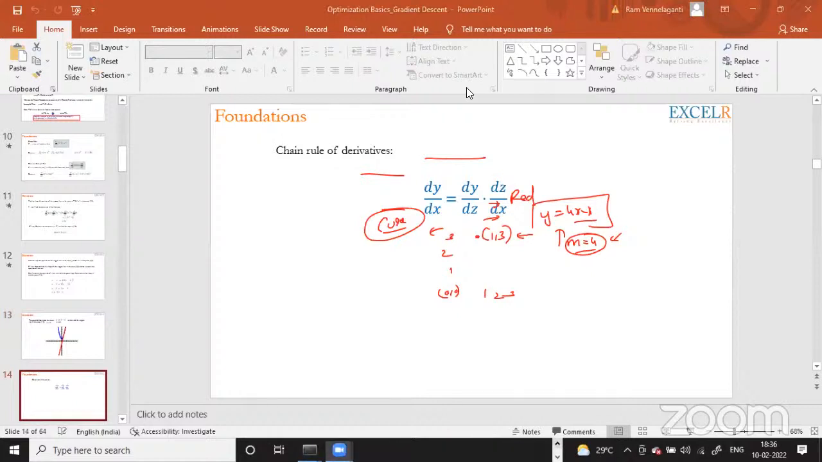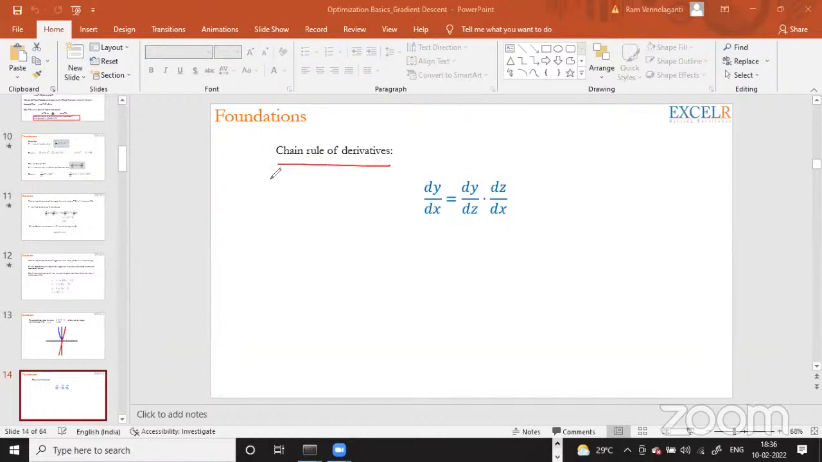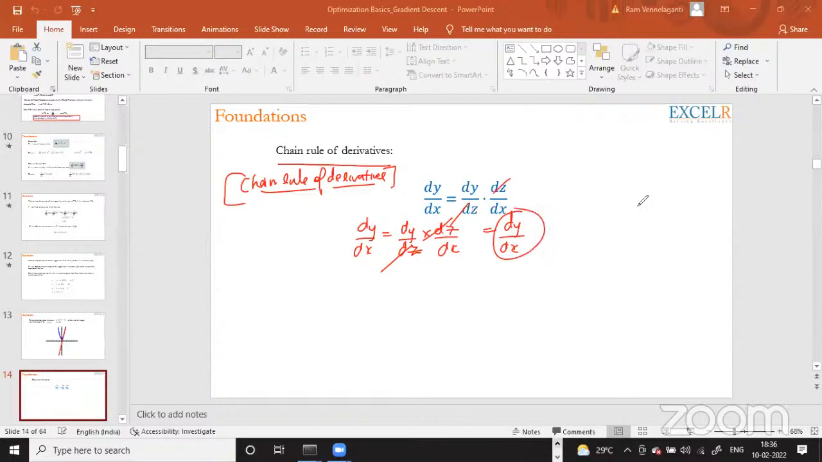There is another important derivatives concept that we have to understand: the chain rule of derivatives. So what is the chain rule? dy by dx can be written as dy by dz into dz by dx. So I can cancel dz and dz, and I'll be left with dy by dx. So simply you're transforming your dy by dx in terms of dz.